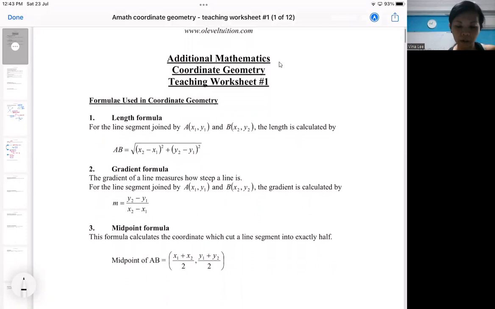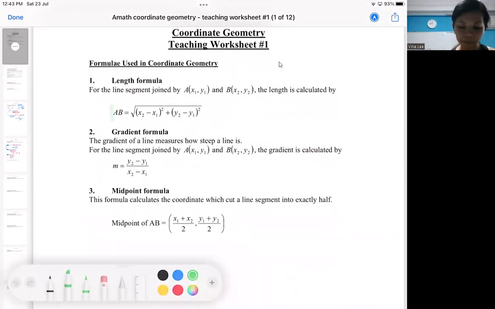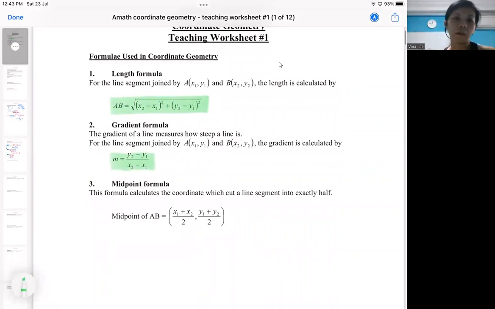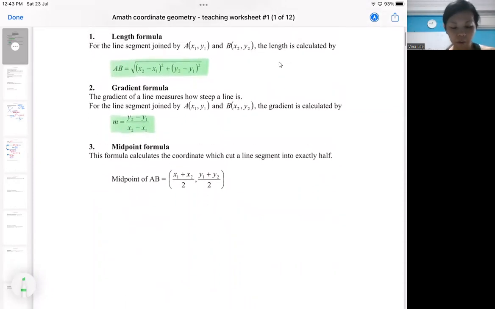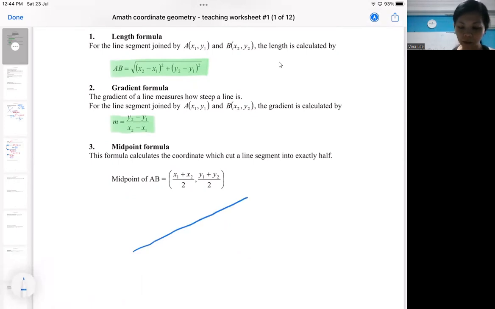So the length formula that you learn in EMath is still applicable. The gradient formula will always be used. Okay, maybe then a bit slightly new one will be the one on midpoint. So we don't see midpoint formula in EMath. So the midpoint formula helps you to calculate the coordinates that cut a length exactly into half.